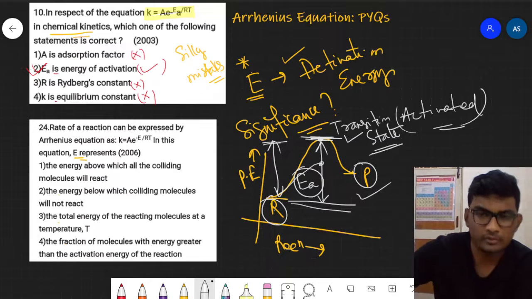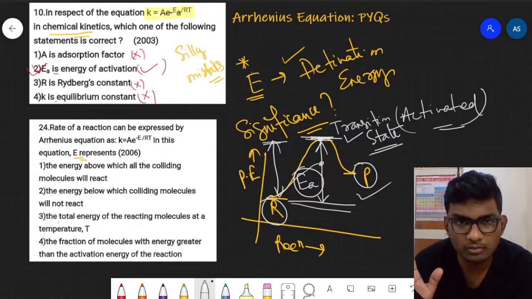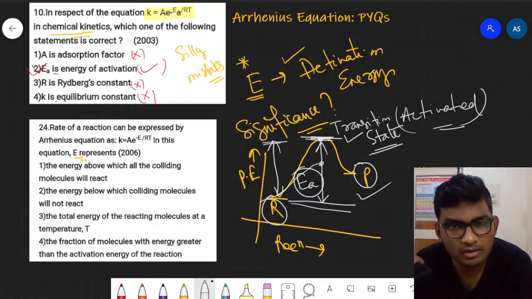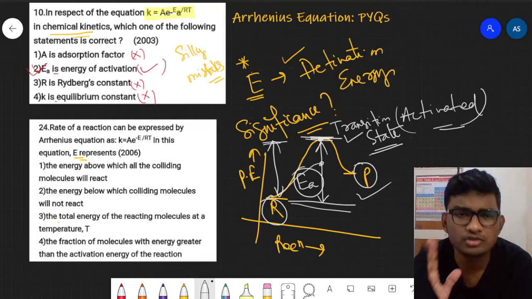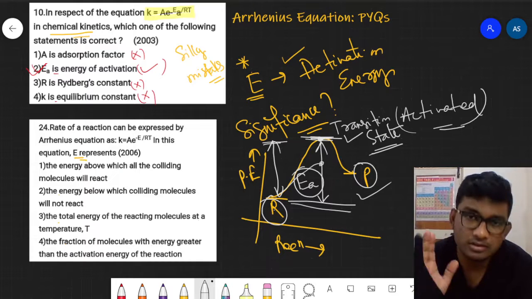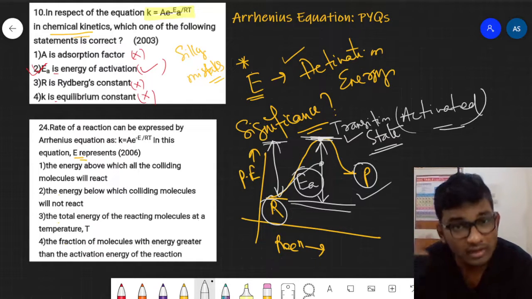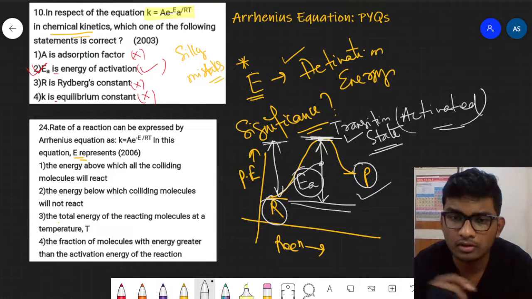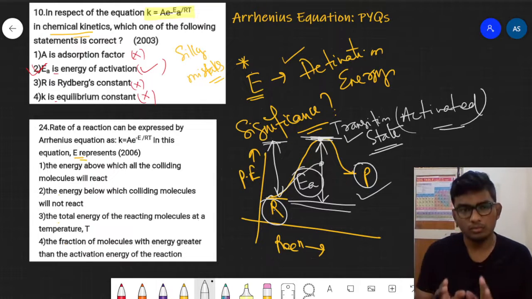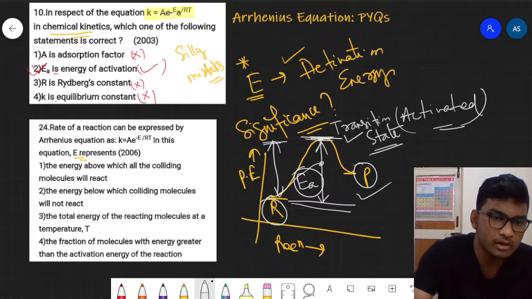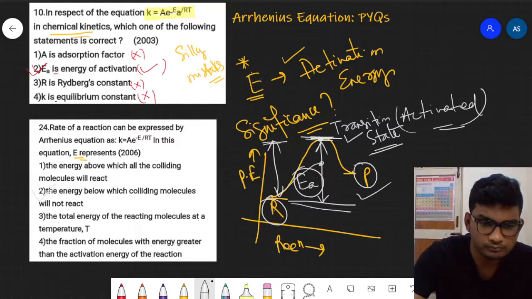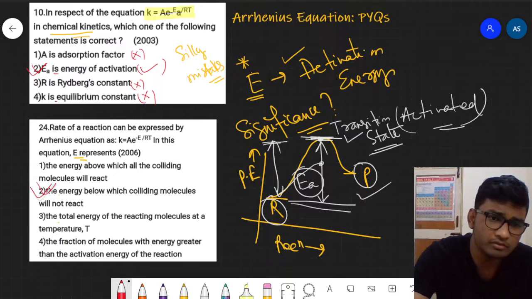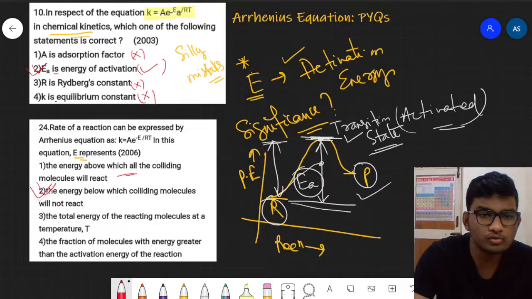The collision will always take place, but if it is not reaching the activation energy, then there is no chance of forming a product. Once it reaches the activation energy point, it might form a product, otherwise it will not. So which one will be the correct answer? Here the correct answer will be the second one. Second option.